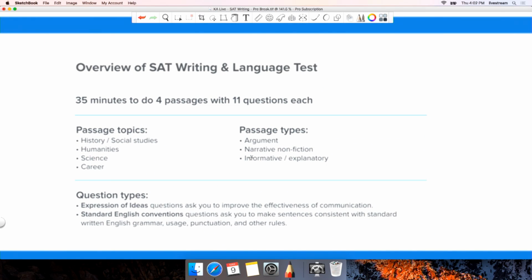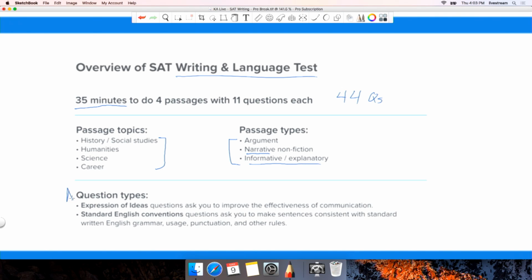So what can you expect on the writing and language test? Well, it's a 35-minute section with 4 passages with 11 questions each, so you've got 44 questions to deal with. The passages will have a few topics, so you can have any of these topics you see here: history, humanities, science, or career-focused ones. And then you have a few passage types as well. Argument passages will try and argue a point with evidence. Narrative passages will tell you a story, whereas informative and explanatory, as it sounds, will just try to educate you about a topic that you might not have known about before.